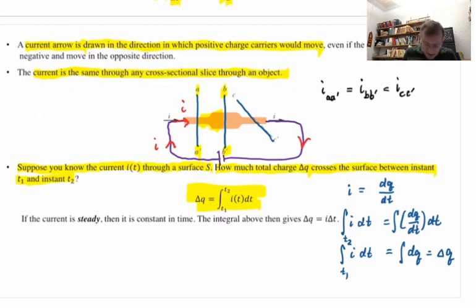Now you could have the case where what you have is called a steady current. Then I is constant in time. It doesn't change with time, the current I passing through your surface. Well, then you can bring the current symbol I out front of the integral, and then the integral of dt from t1 to t2 is just whatever the delta t is, and you get the very simple result right there: the total charge passing through your surface, delta q, is the current I times that delta t, between t1 and t2.